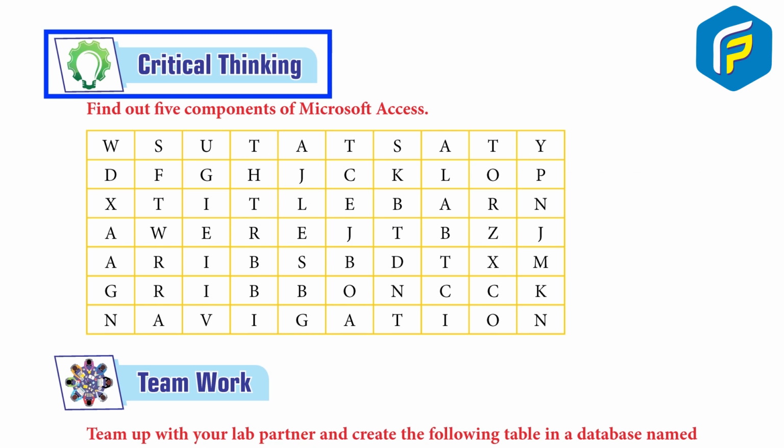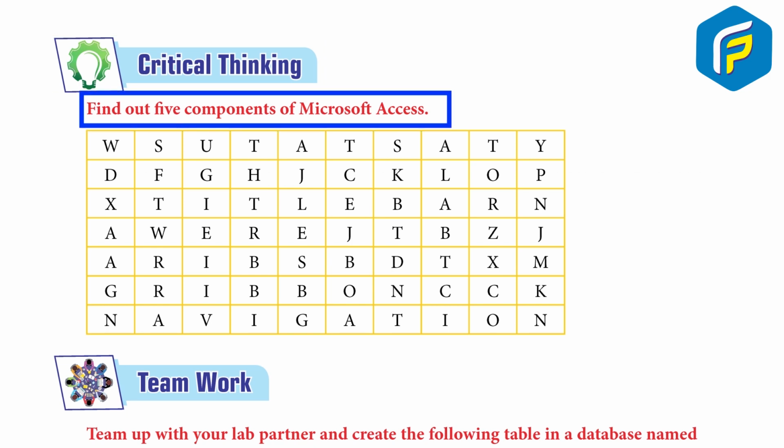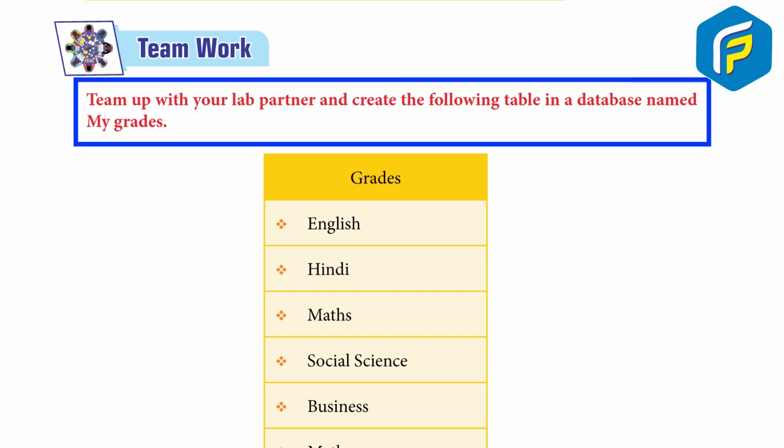Critical thinking. Find out 5 components of Microsoft Access. Answer: ask students to do it by themselves. Teamwork. Team up with your lab partner and create the following table in a database named My Grades. Answer: ask students to do it by themselves.